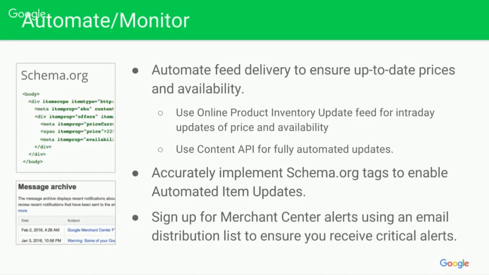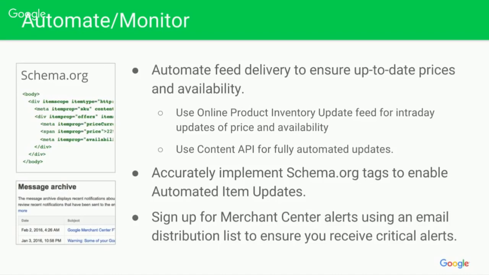You can also use the Content API for near real-time updates. This is really important because this is the kind of information that consumers rely on. They want the price and availability to be accurate, and you want it to be accurate as well from a performance perspective, because if the price is different, they'll be confused and may abandon the sale. If they click on an in-stock product and on your landing page it's out of stock, you wasted a click. So it's really important to get this right.